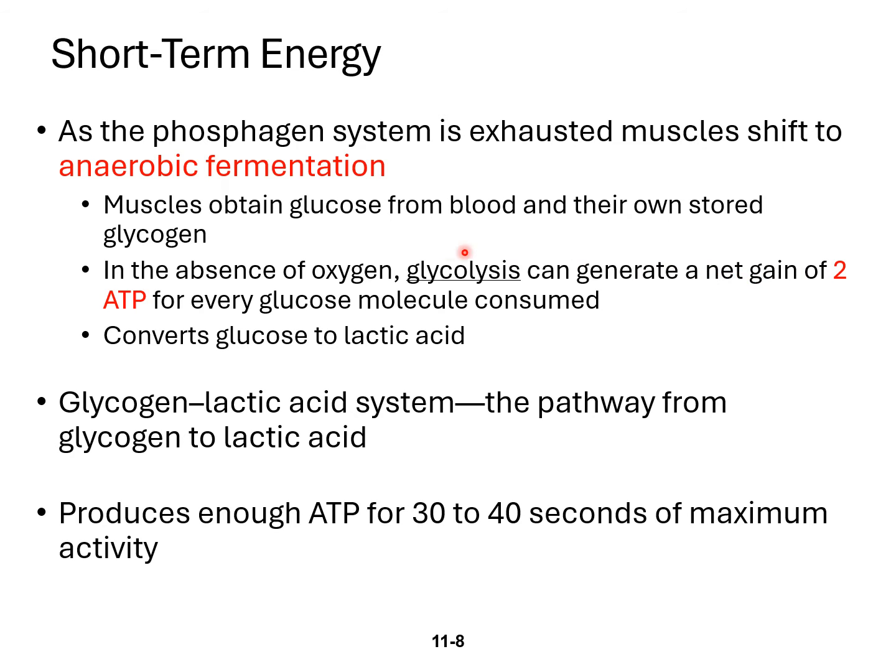And how does it do it? It does it in the absence of oxygen, and it does something called glycolysis, or it cuts up the glycogen molecule. And it's called the glycogen lactic acid system, the pathway from glycogen to lactic acid. And remember, lactic acid is involved in muscle fatigue, and it produces enough ATP for about 30 to 40 seconds of maximum activity for the normal person.